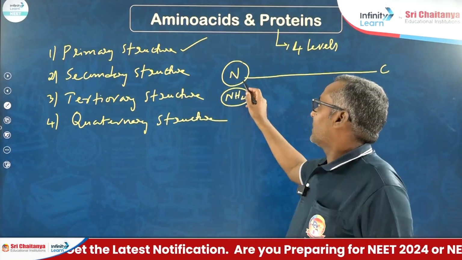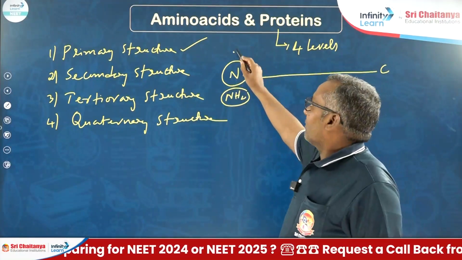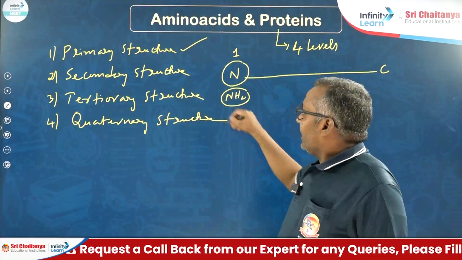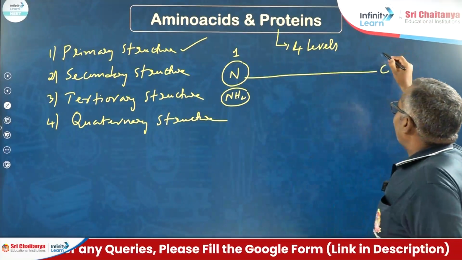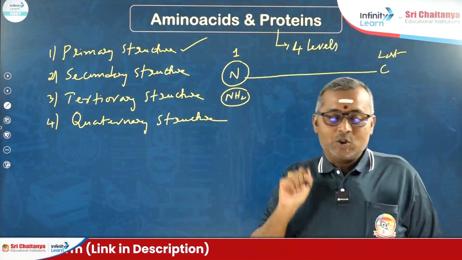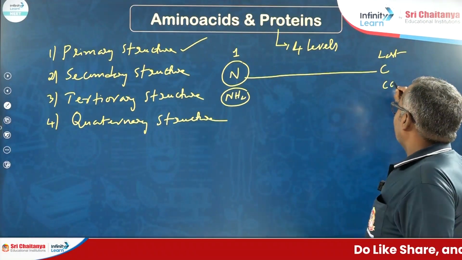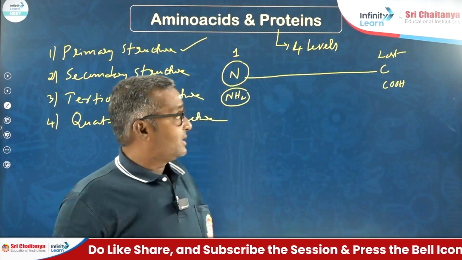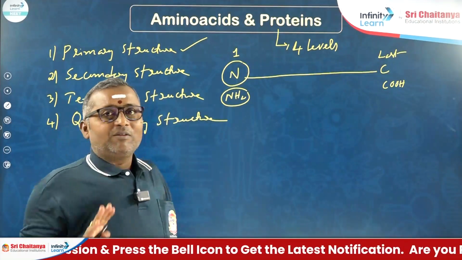The first amino acid in this protein has a free NH2 group, so it is called the N terminus. In the last amino acid, there is a free COOH group, therefore it is called the C terminus. Now this protein will give you the positional information.